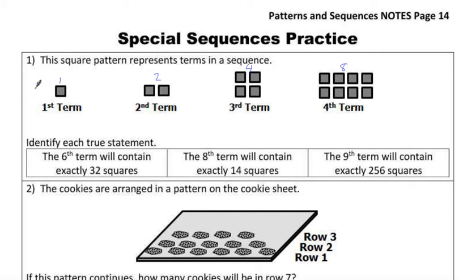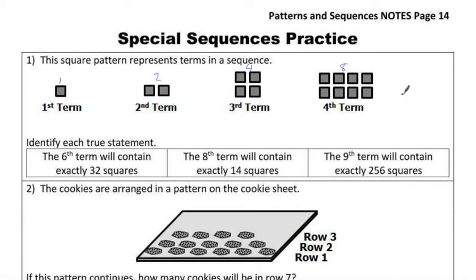So if we see here, we have 1, and then we automatically get to 2. Well, how could we get from 1 to 2? Well, if we do 1 plus 1, that is going to be 2. And then if we do 2 plus 2, that's going to be 4. And then if we do 4 plus 4, that's going to be 8.